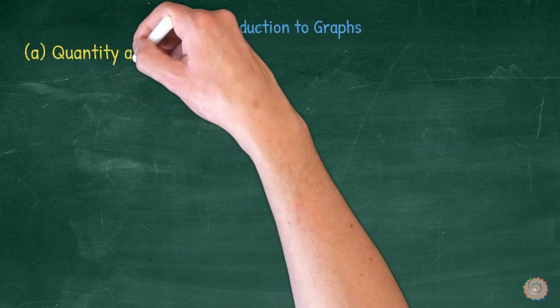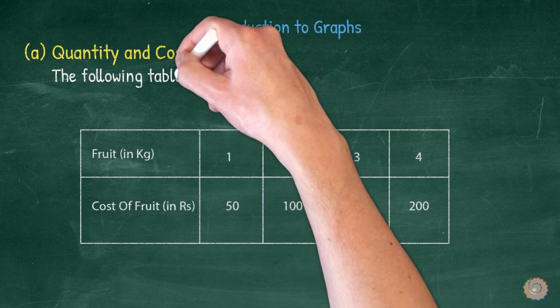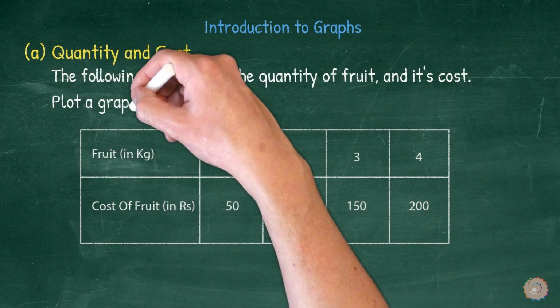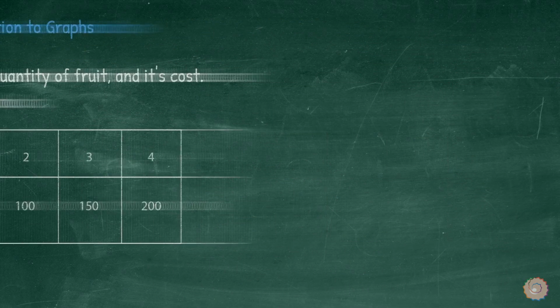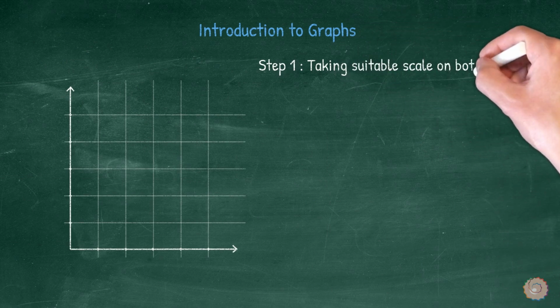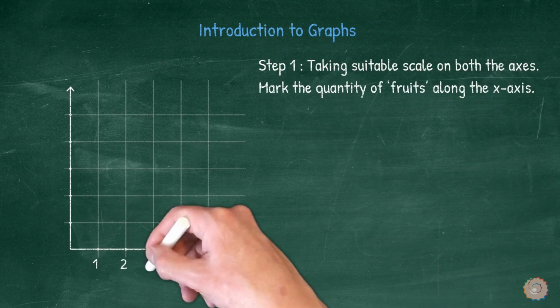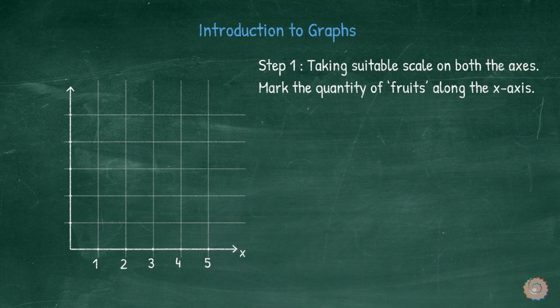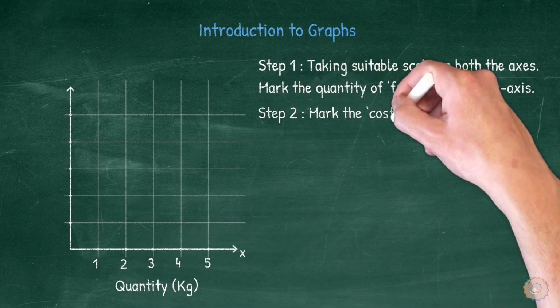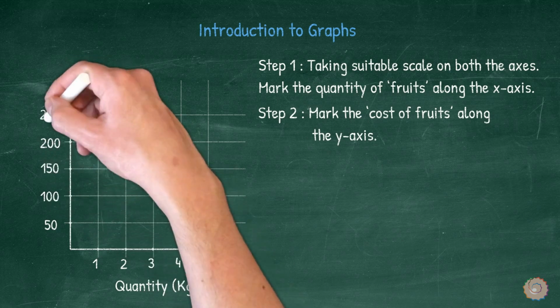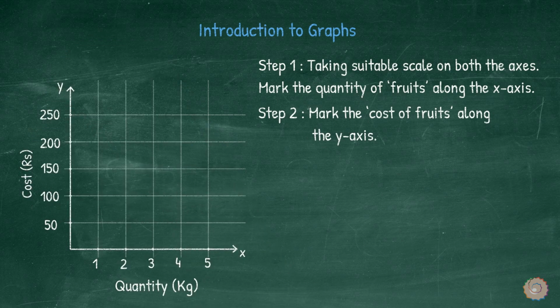A. Quantity and cost. The following table shows the quantity of fruit and its cost. Plot a graph to show the data. Step 1. Taking suitable scale on both the axes, mark the quantity of fruits along the horizontal axis, that is the x-axis. Step 2. Mark the cost of fruits along the vertical axis, that is the y-axis.